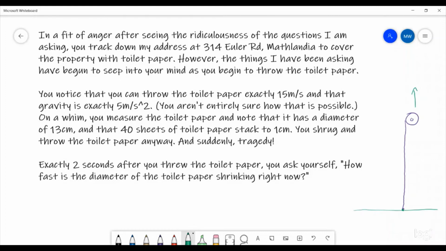Okay, so let's try and figure out a few different things. We're going to need to break this down into a few different pieces. First, we are starting by throwing the toilet paper straight up at 15 meters per second. And then this is 2 seconds later. So 2 seconds later, it's at this height. And now we're trying to figure out what's going on. So the first question we might ask is, how fast is the toilet paper traveling after 2 seconds? So let's approach that problem first.